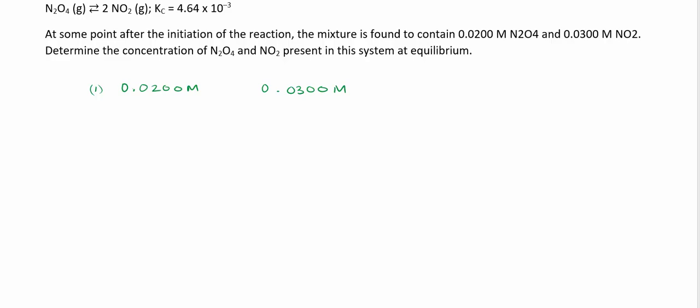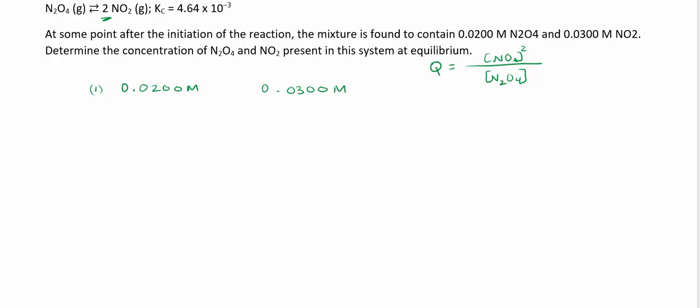So we need to know which way this is going to shift first. So I need to calculate my Q value. My Q value is analogous to my K value. So I'm going to take the concentration of the NO2, the product, and square it because there's a 2 for the coefficient there. And then I will divide that by the concentration of my reactant. And I'm not squaring that because there's only a coefficient of 1 in front of that.